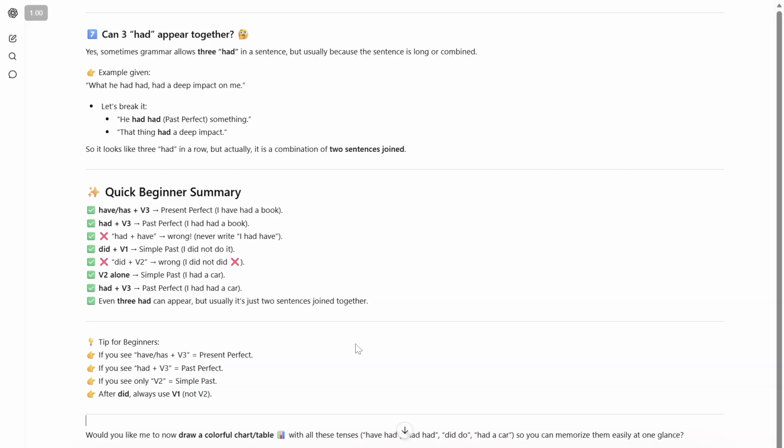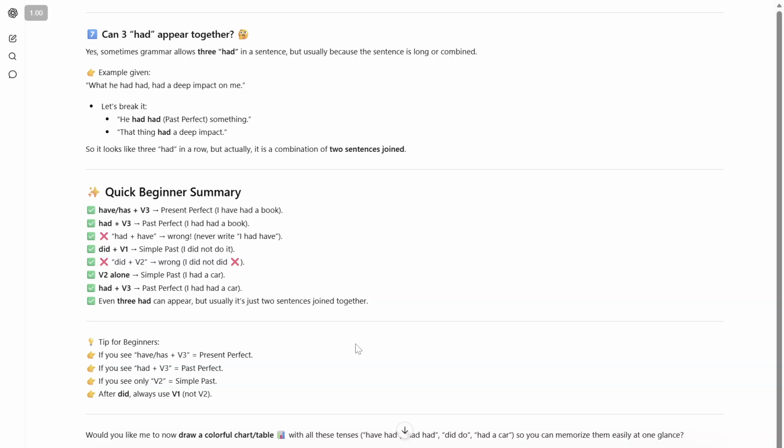Quick beginner summary. Has V3, present perfect, I have had a book. Had V3, past perfect, I had had a book. Have, wrong, never write I have had. Did V1, simple past, I did not do it. Did V2, wrong, I did not did. V2 alone, simple past, I had a car. Had V3, past perfect, I had had a car. Even three had can appear, but usually it's just two sentences joined together.